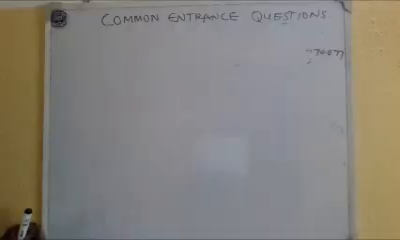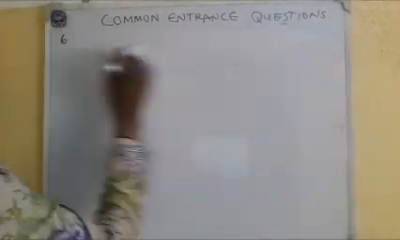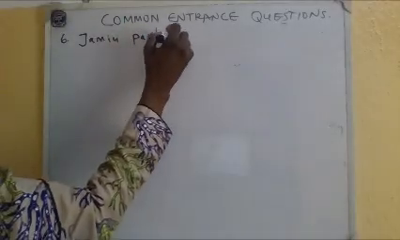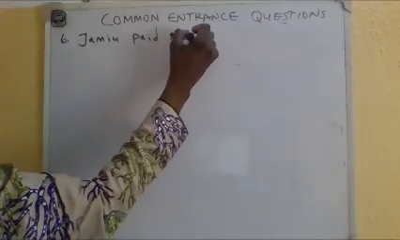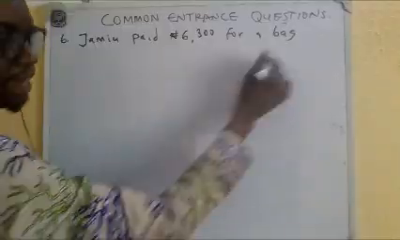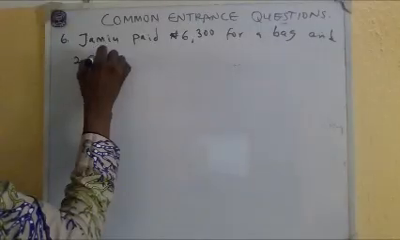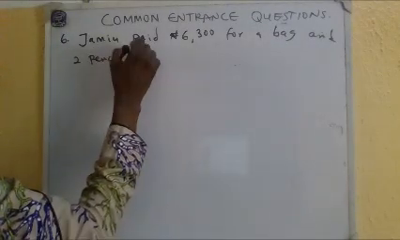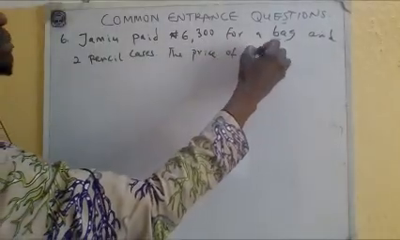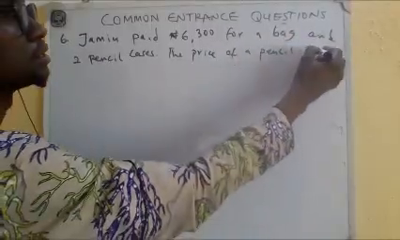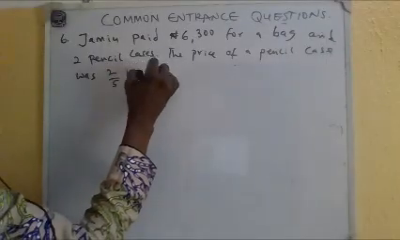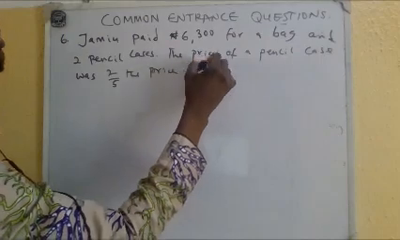The next one is number 6. It says, Jamiu paid 6,300 naira for a bag and 2 pencil cases. The price of a pencil case was 2/5 the price of the bag.